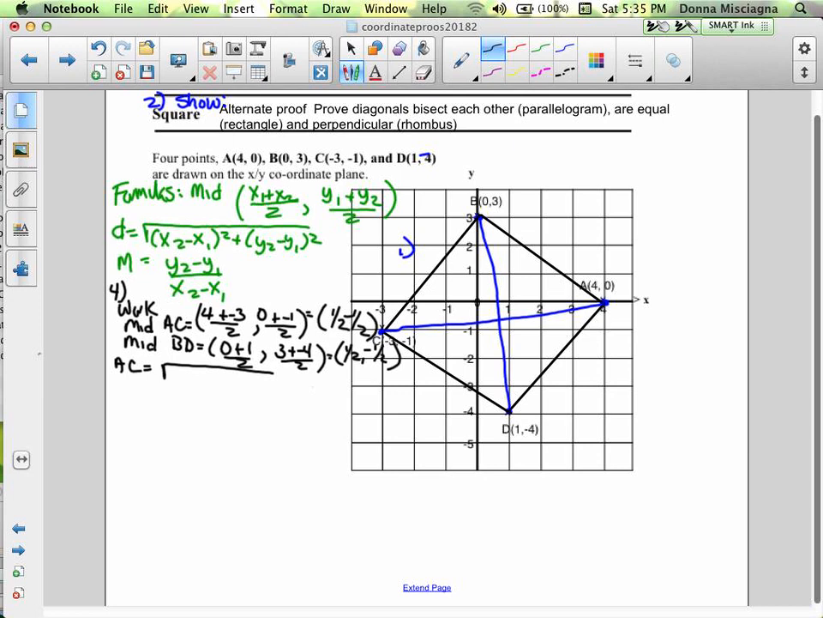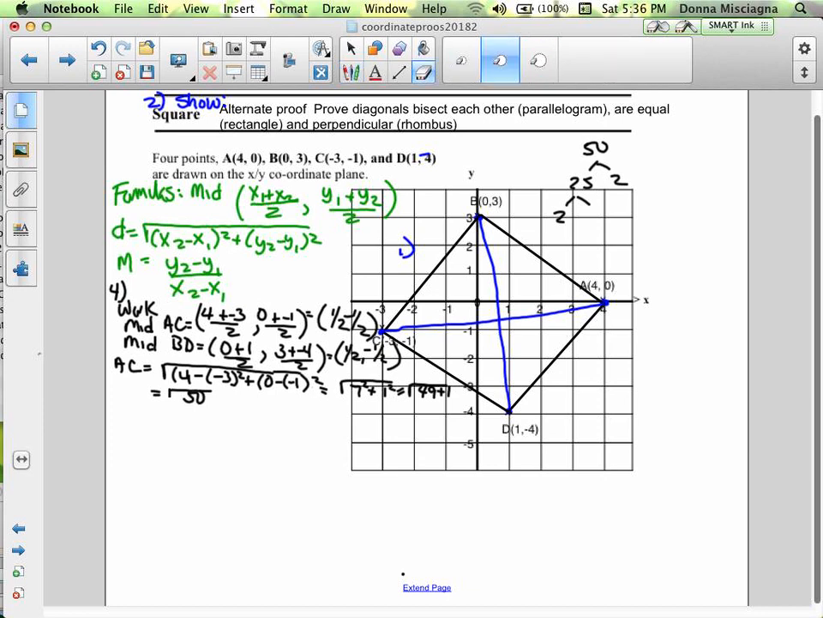All right, so the length of AC would be the square root of 4 minus negative 3 squared, excuse me, I wrote the wrong sign in there, 4 minus negative 3 squared plus 0 minus negative 1 squared. So that would be 4 plus 3, so that's going to be 7, and then we have 0 plus 1. Excuse me, 7 squared, 1 squared. So that's going to be 49 plus 1, which is the square root of 50. And 50 is 25 times 2. 25 is not prime. 25 is 5 times 5.